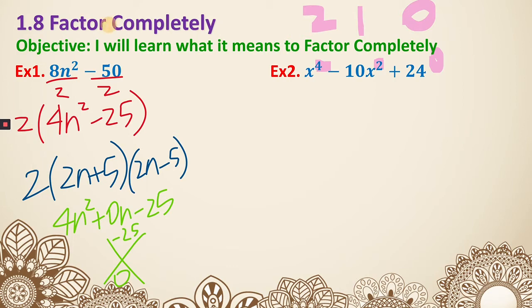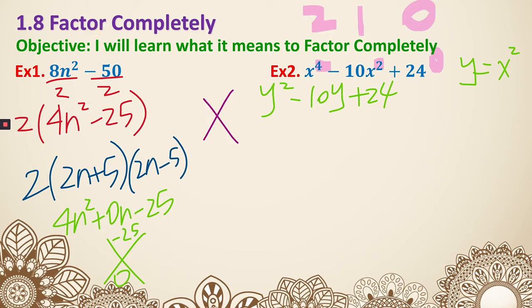So what if I just rewrite this question? I'm going to say y equals x squared. So whenever I see x squared, I can rewrite it as y. That means when I see x to the 4th power, that can be rewritten as y squared. And then minus 10, I see x squared, so I replace it with y, plus 24. Now this question becomes y squared minus 10y plus 24, which actually is a quadratic. So that means I can use my cross method.